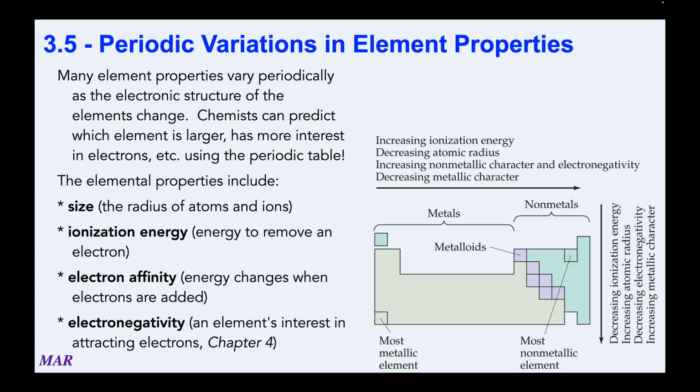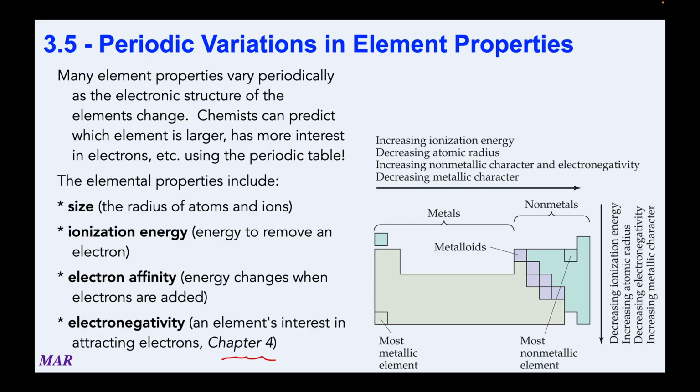And the four we're going to look at in this particular section, more than anything, are the sizes of atoms, both the atoms and the ions, the ionization energy, how much energy it takes to remove an electron, the electron affinity, which is actually an energy change when electrons are added, and we'll also briefly talk about what's called electronegativity, which is how interested elements are in attracting electrons. Electronegativity is going to be more for the next chapter, so I won't talk as much about that here, but we'll talk about the first four and how the periodic table can be used to figure these things out.